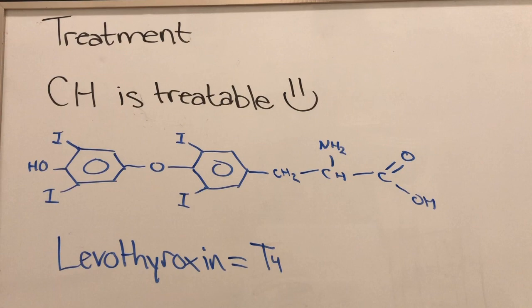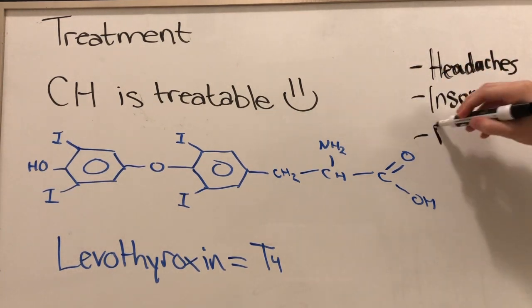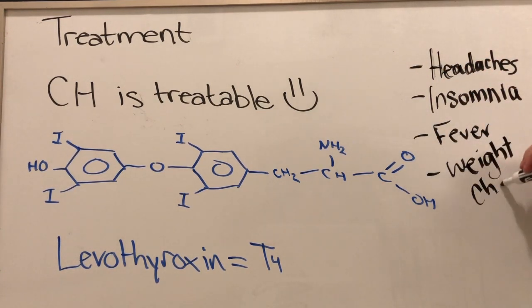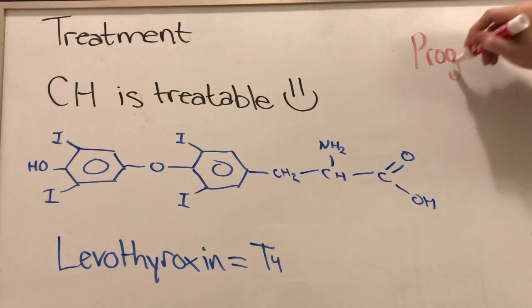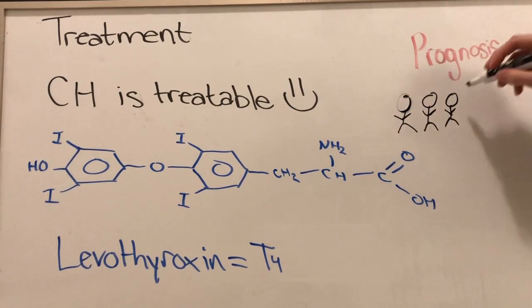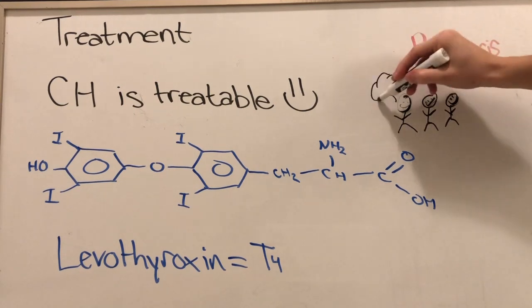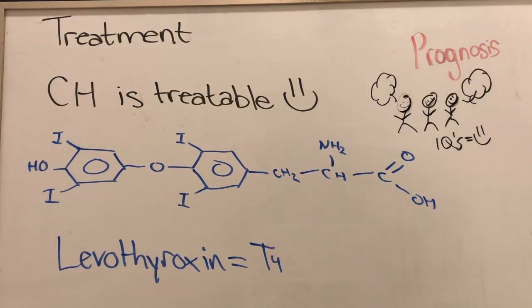There are also, of course, side effects to this medication. Some side effects include headaches, insomnia, fever, weight changes, etc. Attempts at rapidly raising T4 levels and normalizing serum TSH levels have also been tried. The prognosis for this treatment of CH showed that children who started early treatment with levothyroxine had an excellent outcome, where their IQs were on par with or similar to their classmates.